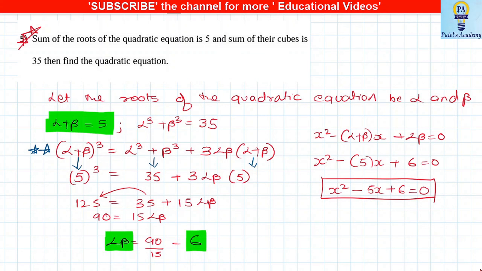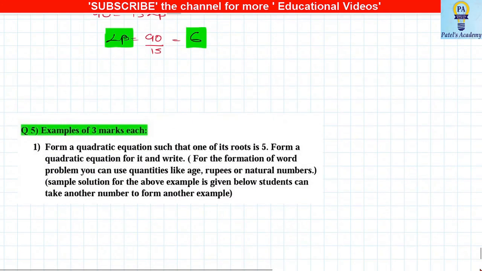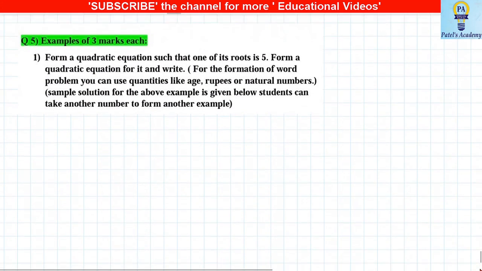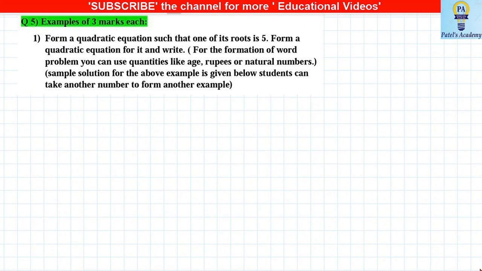So with this we finished question number 4. Now let's see the last question, question number 5, and here we have only one sum. Form a quadratic equation such that one of the roots is 5. You don't have to solve it, you just have to write it, and what is given in the bracket won't be a part of your question. It is just for understanding.